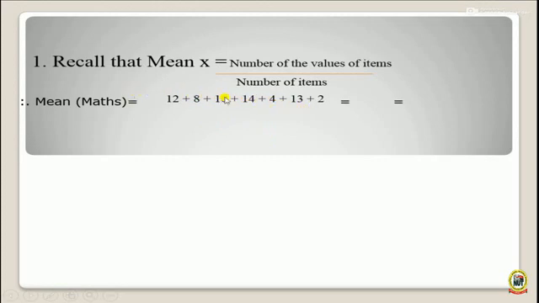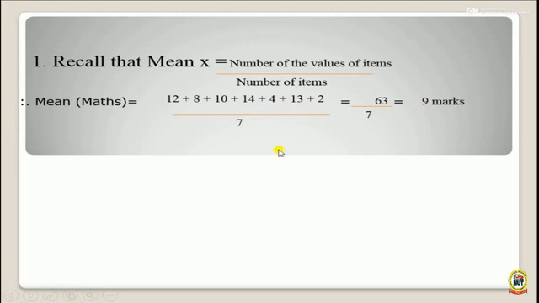And how many students are in the class? Of course, there are 7 of them. So remember, that mean is equal to the sum of the items all over the total number of items in the classroom. Of course, when you add all this together, it will give you 63 all over 7. Now, what is 63 divided by 7? 63 divided by 7 gives you 9. So it means that 9 is the mean mark for mathematics.